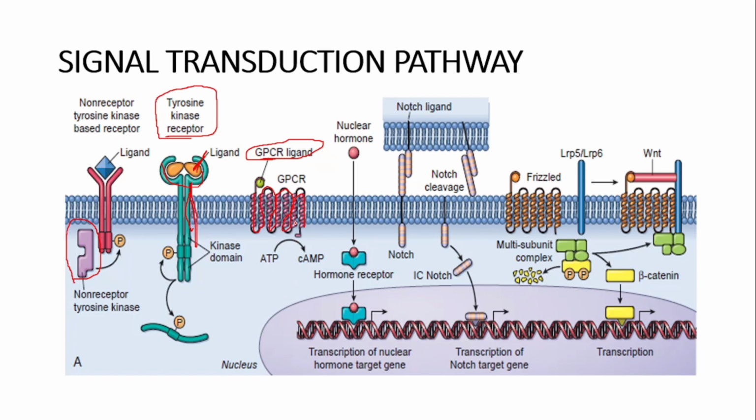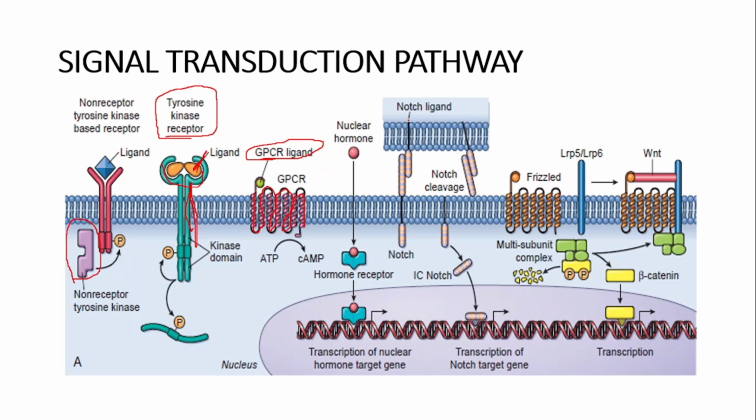And the fourth one is nuclear receptor. Okay, any lipid soluble ligand. Because this plasma membrane is a lipid bilayer, anything which is a lipid soluble ligand can diffuse into the cell, and they interact with the intracellular protein to form the receptor ligand complex, and this will directly bind to the nuclear DNA, resulting in the activation or repression of transcription.